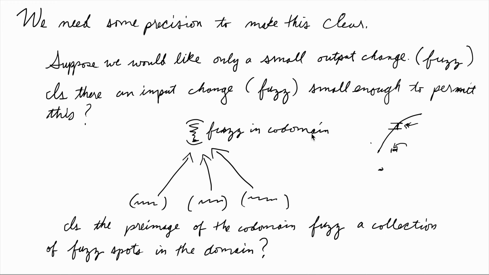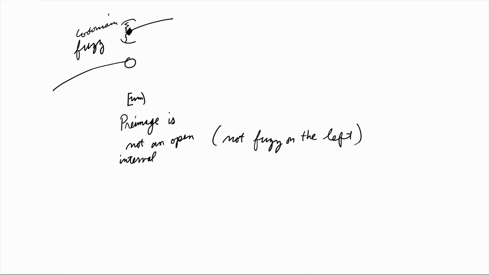All right, so what we do is we say, is the preimage of some codomain fuzz fuzzy? Is it a collection of fuzzy spots in the domain? That actually is one definition of continuity, which is a little bit more precise, but that sounds pretty fuzzy, and doesn't sound very precise. Let's keep going here. So the codomain fuzz, here's an example of why that definition might actually be a nice one to use.